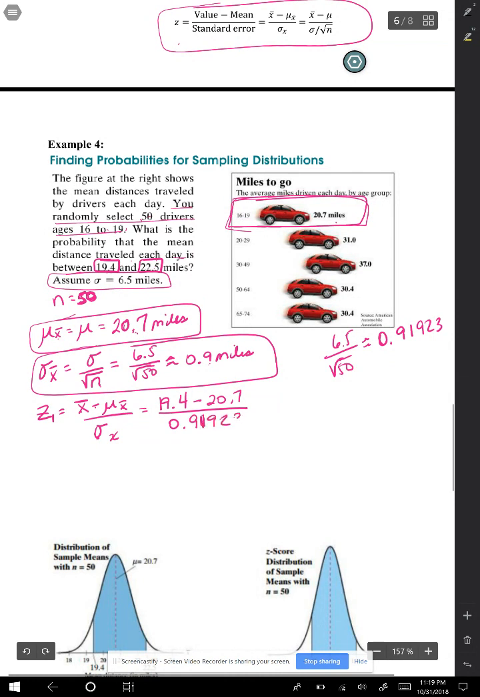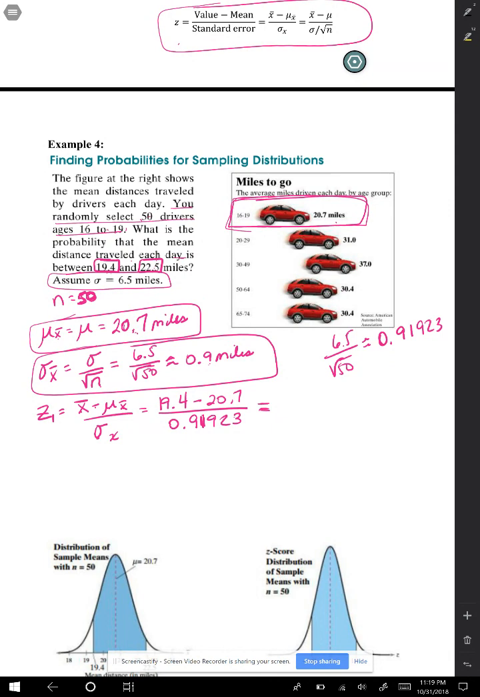And I've mentioned in previous lessons that you don't want to use rounded numbers in the beginning of your problem, because then it makes your final answer off. And that's why some of you are missing your questions on your test by like 1 decimal place. It's because you're rounding too early in the problem.